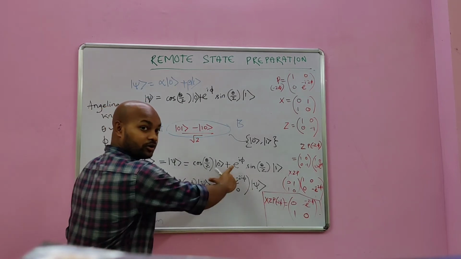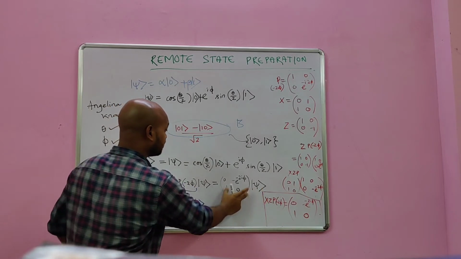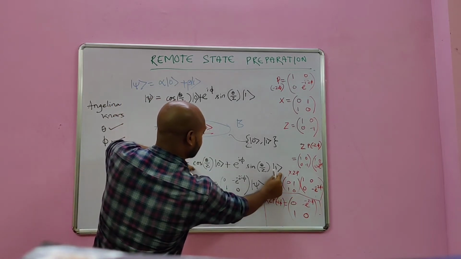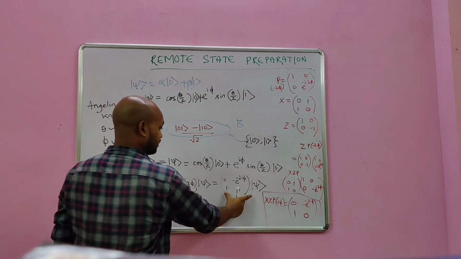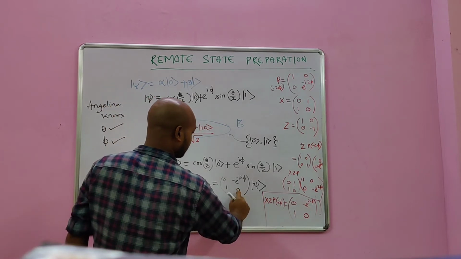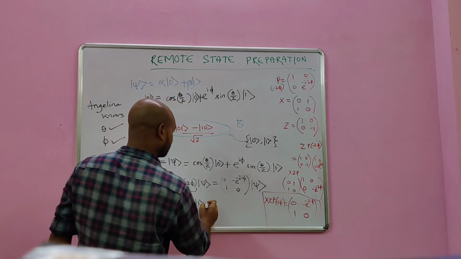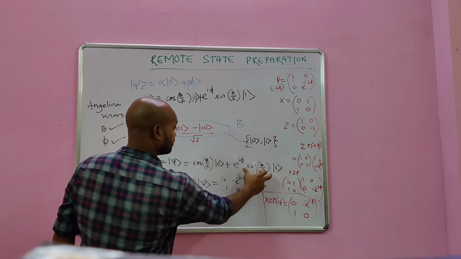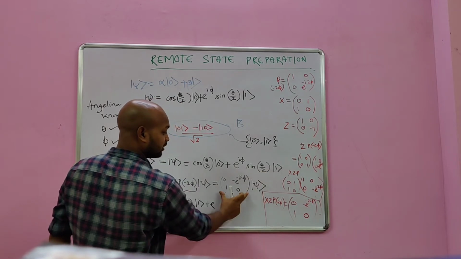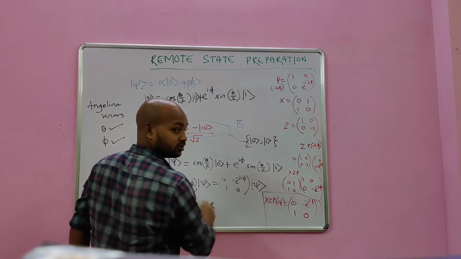Are you getting it when I'm operating it? I'm operating this matrix on this state. This acts on the state with 1. So this term I'm keeping here first, and then I'm applying this matrix to this.